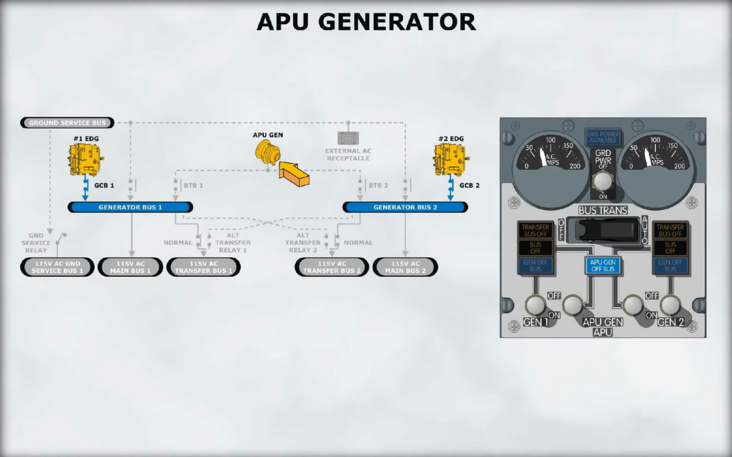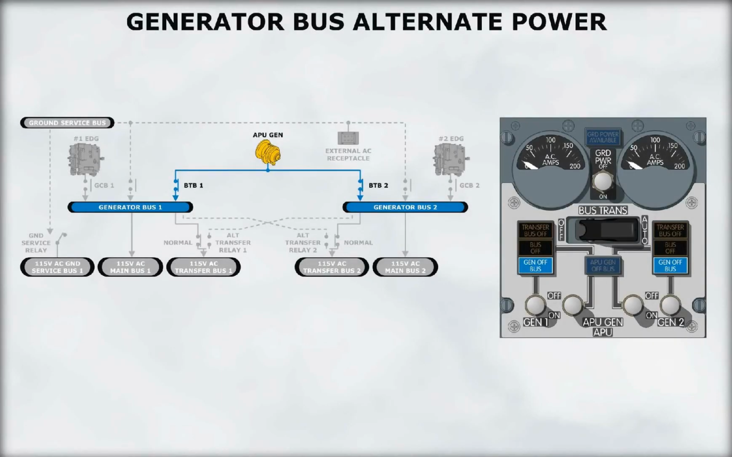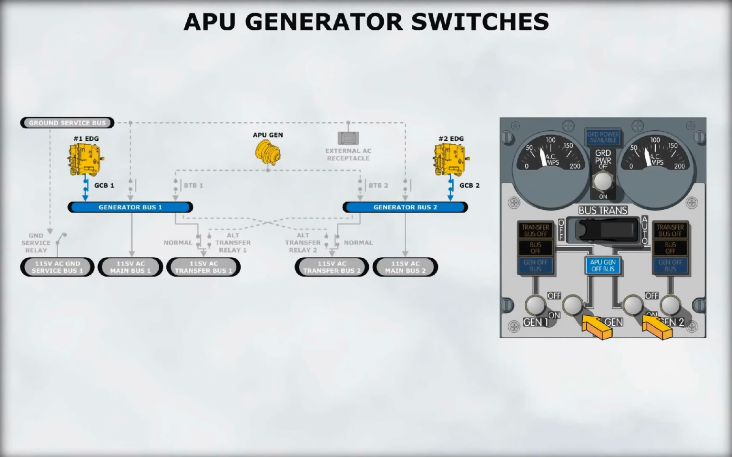We will now discuss the APU generator. The APU drives a single generator which can be used as an alternate power source for the generator buses. APU generator output can be connected to either the number 1 or number 2 generator buses by means of the two APU generator switches.